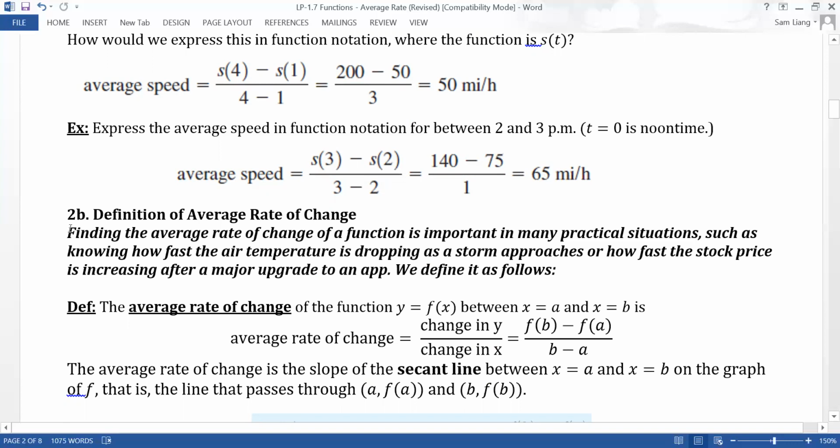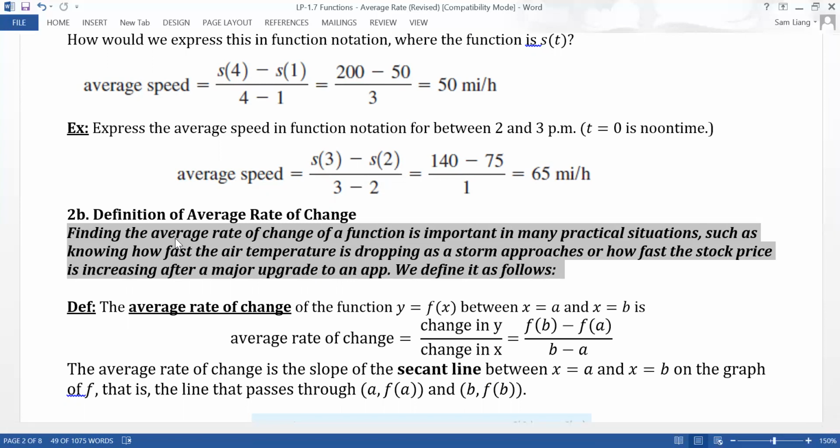Okay, so here we are. You don't have to copy this italicized part down. I'm just going to say it. This is what I would tell you in class. Finding the average rate of change of a function is important in many practical situations, such as knowing how fast the air temperature is dropping as a storm approaches, or how fast the stock price is increasing after a major upgrade to an app. We define it as follows.